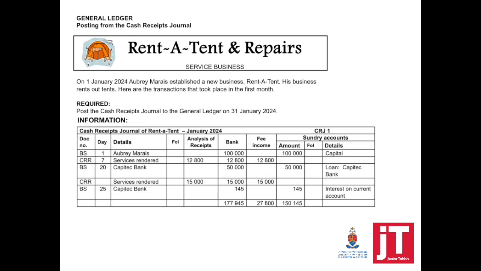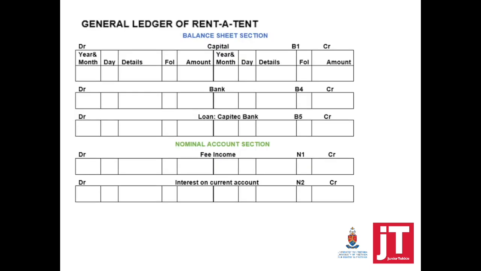So if you go back to activity 1 in chapter 3, we've done the cash receipts journal by taking all the transactions that took place during that month and posting it to the cash receipts journal. Now the next step is posting the cash receipts journal to the general ledger, which is a summary of all my journals. So before we start with this activity, it is important to take note of the following.